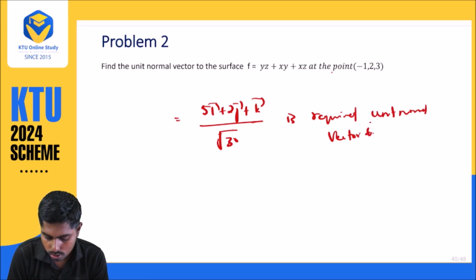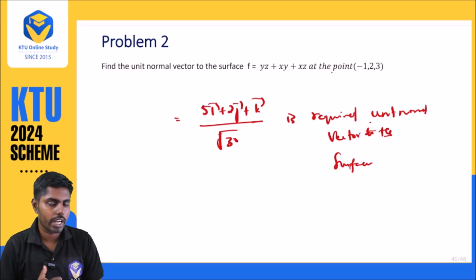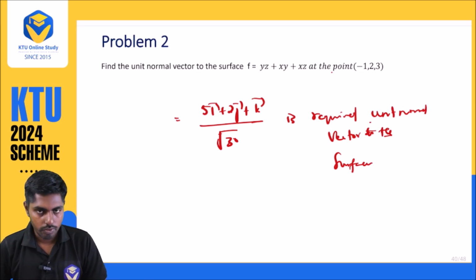Normal vector to the surface. Okay, so this is the value you want, right? This kind of sum you can expect for a 5 mark sum. Okay, so one more sum is also left out.